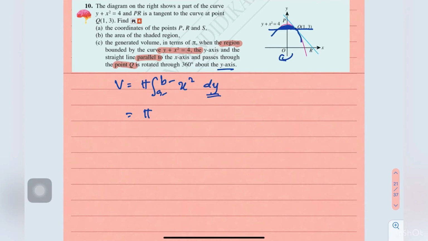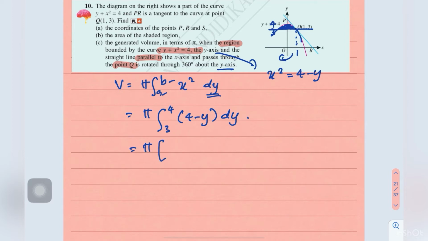Okay, so here point P just now is 4, and this one is point Q, 3. So lower limit is 3, upper limit is 4. We need to make x squared the subject. So x squared equals 4 minus y. So the integral is of 4 minus y dy.